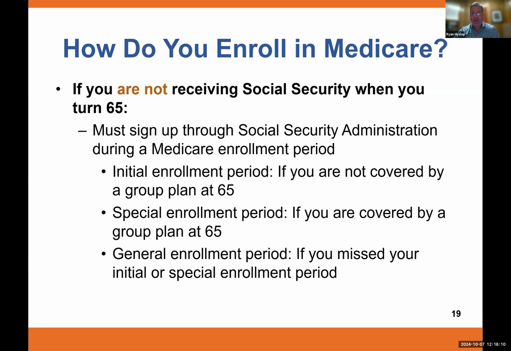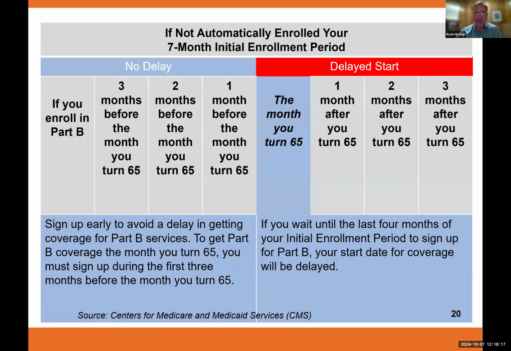So you must sign up with the Social Security Administration during a Medicare enrollment period. There are 3 different periods: the initial enrollment period, a special enrollment period, and general. Let's go over those. If you're not automatically enrolled, there's your 7-month initial enrollment period. So here is the time that you want, if you turn 65, let's say you're retired or you're retiring at age 65, to apply for your Medicare benefits, or sign up via the Social Security Administration. 3 months prior is the best, 2 months prior is the next best, 1 month prior is the next best. And that means you'll have no delay.